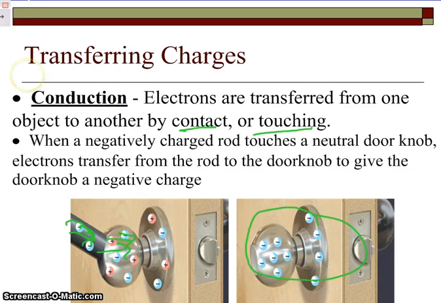So clearly the difference between induction and conduction would be that with induction you don't actually touch, whereas with conduction you are making contact.